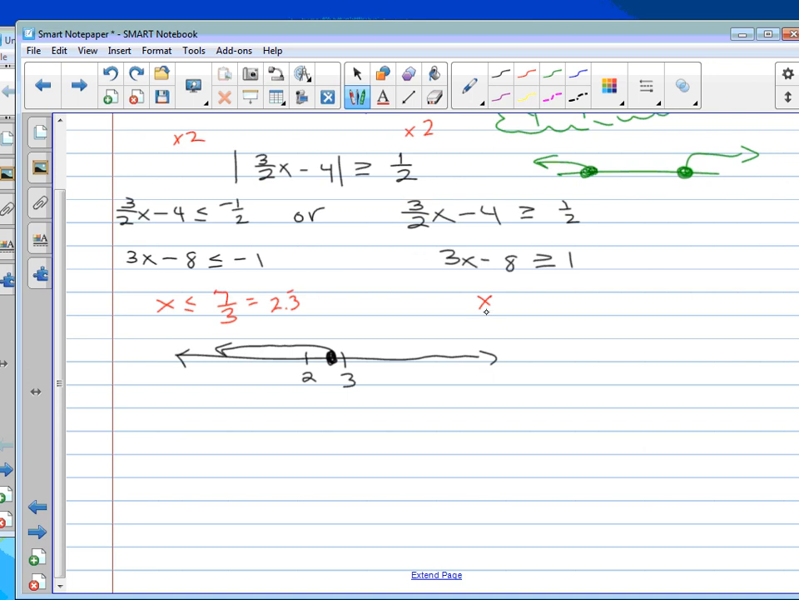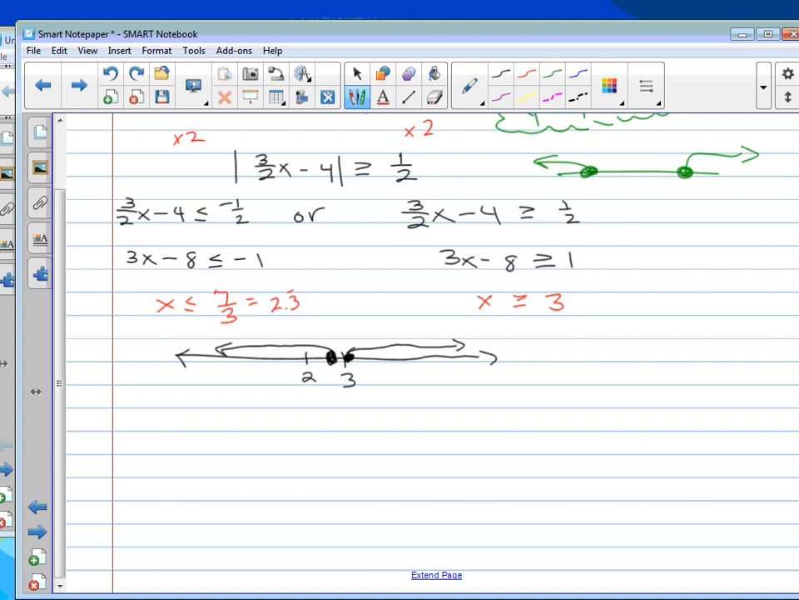All right, so over here on the right, good question though. Over here on the right, x is greater than or equal to, we should end up with 9, right? I'm sorry, 3. Add the 8, you get 9, divided by 3, you get 3. So then the other one is right. They're really close. Yes, indeed. This one ends up being almost all the real numbers.